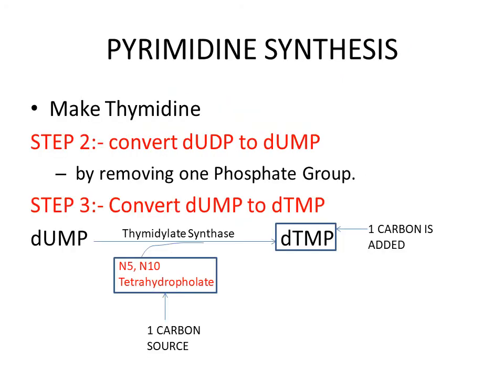So further, if we talk about thymidine synthesis, the second step is to convert dUDP into dUMP by removing one phosphate group. That process is called dephosphorylation. And the third step is to convert dUMP into dTMP. We can make dTMP from dUMP by thymidylate synthase and N5,N10-methylenetetrahydrofolate. N5,N10-methylenetetrahydrofolate is a one carbon source for dTMP.